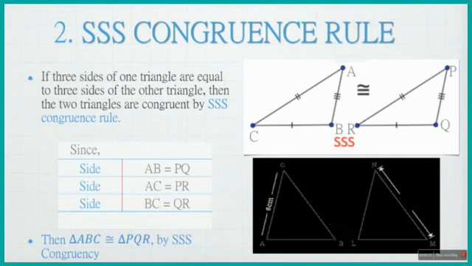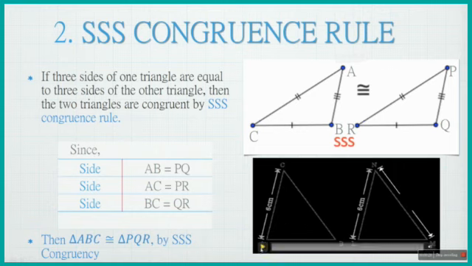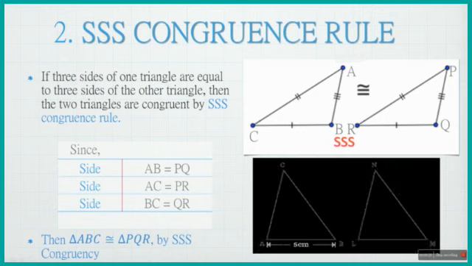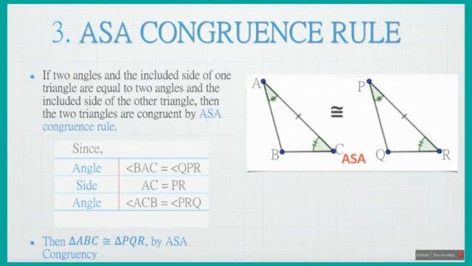The second criteria is the SSS congruence rule, which says that if 3 sides of one triangle are equal to 3 sides of the other triangle, then the 2 triangles are congruent by side side side congruence rule. Like in the figure we can see that side AB is equal to PQ, side AC is equal to PR, and side BC is equal to QR. So triangle ABC is congruent to triangle PQR by SSS congruency.